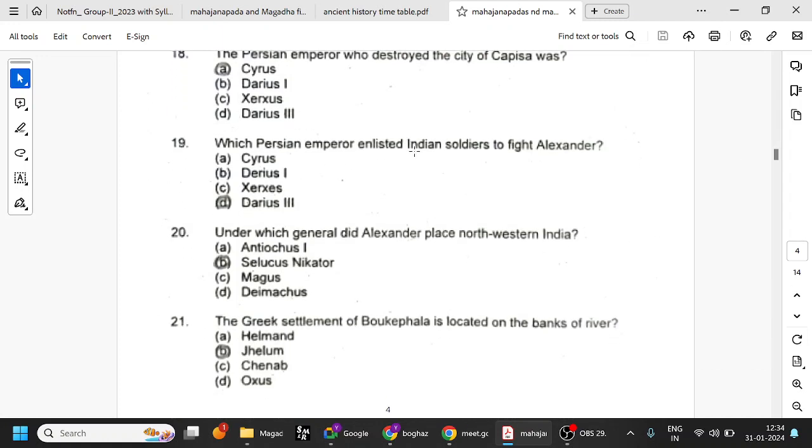The Persian emperor who enlisted Indian soldiers to fight Alexander is Darius III. Xerxes, Darius, Cyrus, they are all Persian emperors at that time. And Darius III was the Persian emperor who enlisted Indian soldiers to fight Alexander. So keep that in mind. Obviously he was defeated by Alexander, and Alexander marched forward towards India.